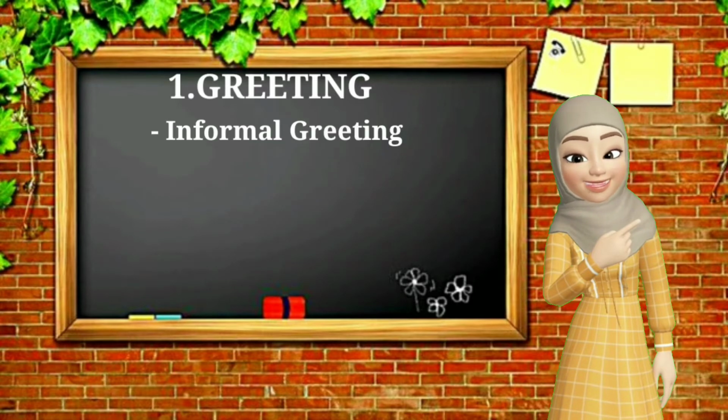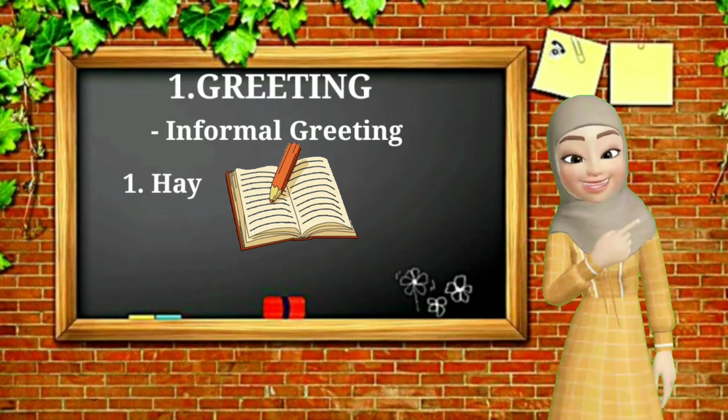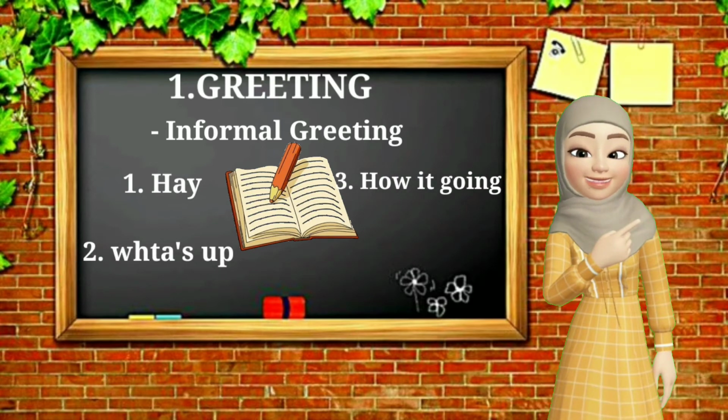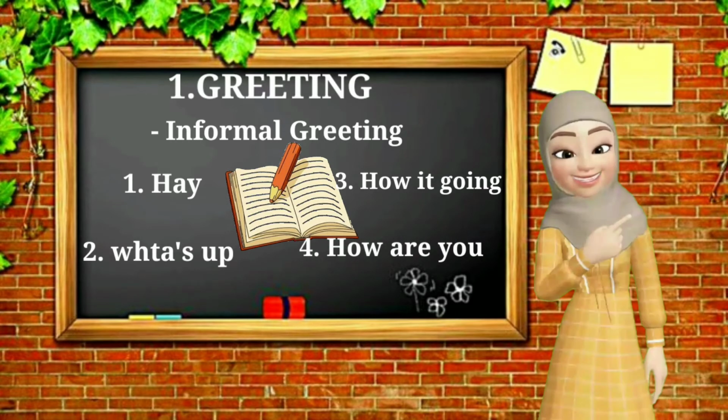Okay, the second is informal greeting. Informal greeting is used when we meet someone we already know or someone familiar with us. It is like: hey, what's up? How's it going? How are you? For example, if someone says, what's up, brother? You answer, what's up?